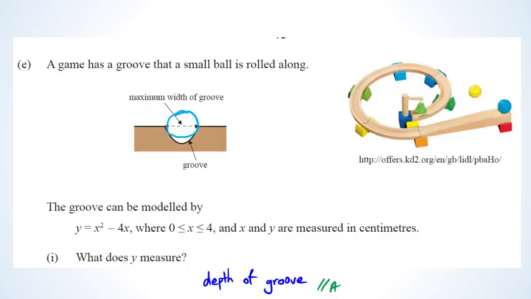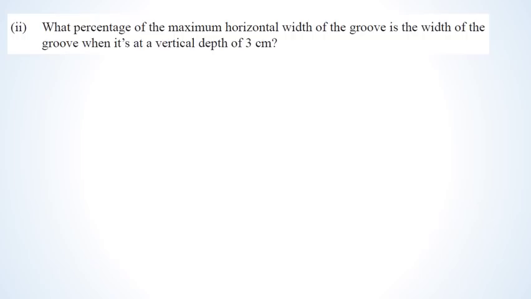And then let's go to the next question. All right, guys, so this particular question says, what percentage of the maximum horizontal width of the groove is the width of the groove when it's at a vertical depth of 3 centimeters? So the groove itself looks like this, right? Now we know the equation of the groove is x squared minus 4x. We also know that it's 4 centimeters from here to here.